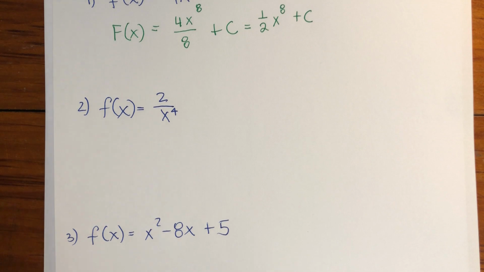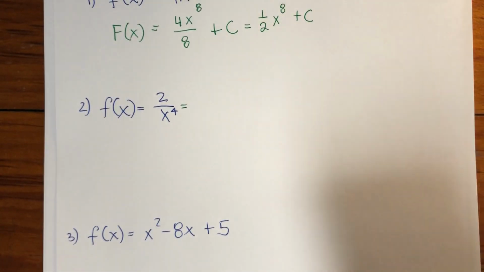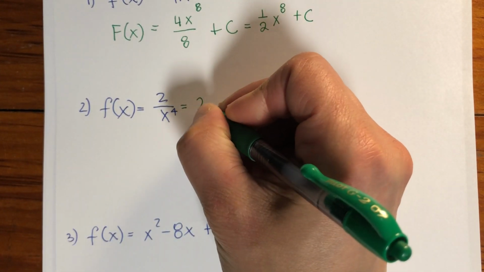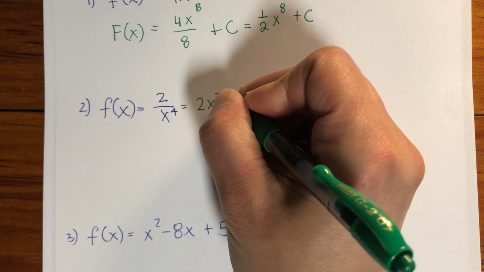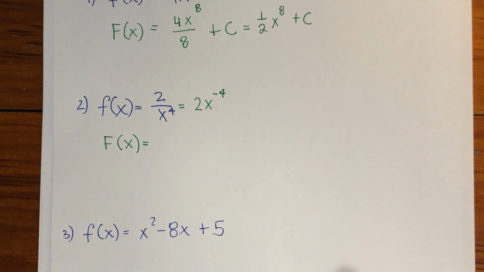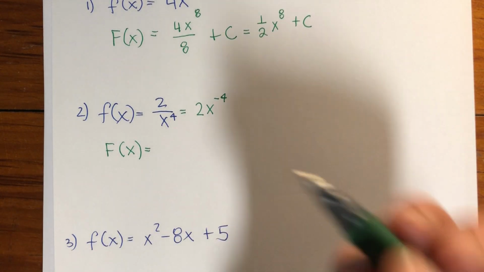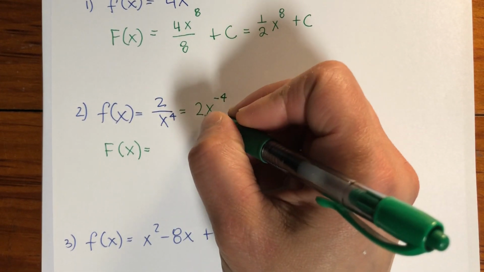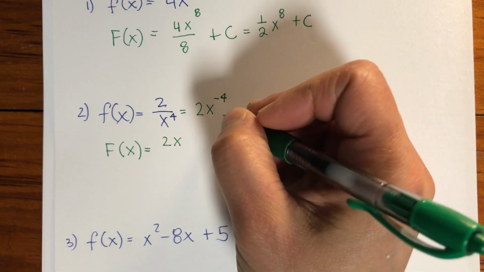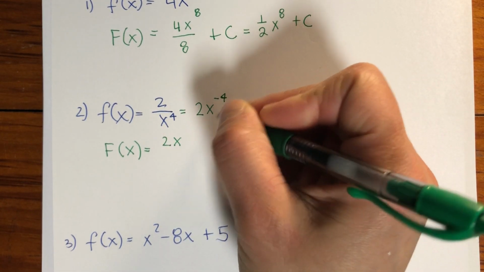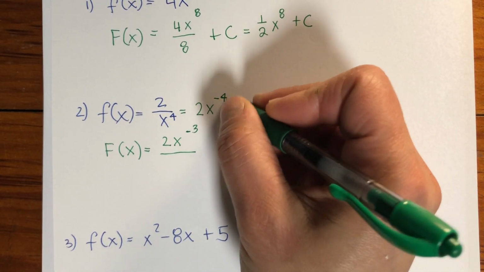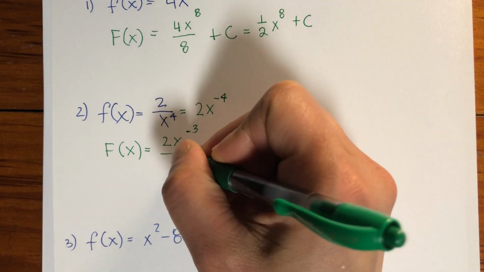Again, when you have something like this, it looks a little bit messy. So the first thing that I am going to do is write this without a fraction. So this is going to give me 2x to the power of -4. And now to find the antiderivative, I am going to apply my formula. The formula says take the constant, which is 2, have your variable, and then add 1. So -4 plus 1 is going to give me -3, and then divided by n plus 1, so -4 plus 1 is -3.